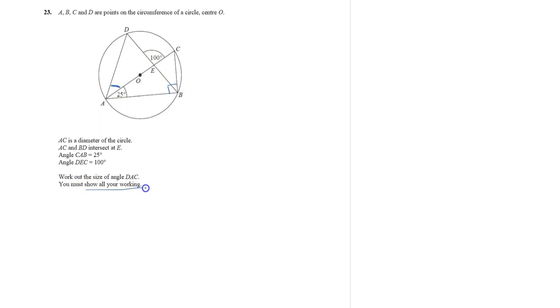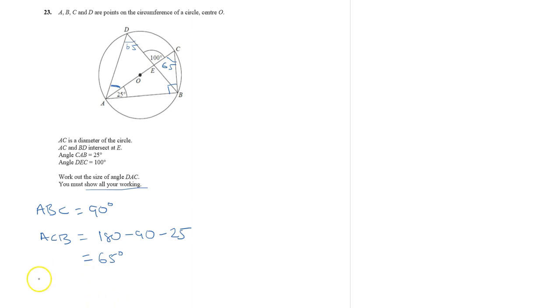Now note it says you must show all your working, but it doesn't say you need to state all your reasons, so take the small victory, I suppose. So ABC then is 90 degrees. Now that helps us because we can work out ACB. So ACB is this angle here. Now that's going to be 180 minus 90 minus 25. So that's equal to 180 minus 90 is 90, minus 25 is 65 degrees. So that's 65. Using angles in the same segment, this one here is also 65.